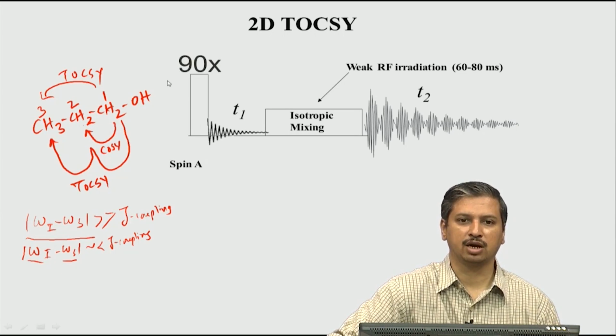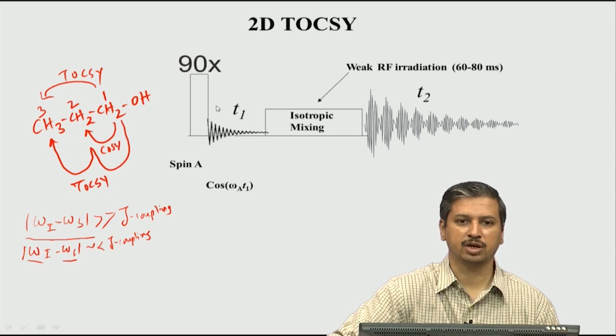So, we have applied a 90-degree pulse to one spin A. Now, that spin A starts evolving because of chemical shift here. So, that is what is represented mathematically by cos omega t. So, in this case it is spin A, so we say omega A, and this time period here is denoted as T1.